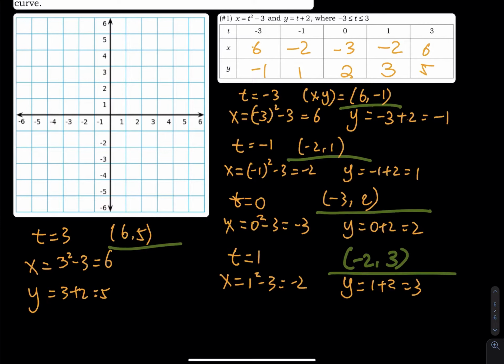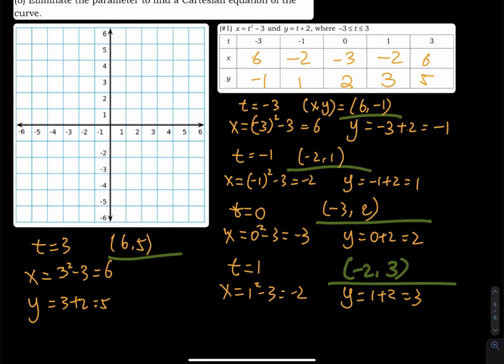So let's do the plotting. 6, -1 is right here. And then -2 comma 1. And then -3 comma 2. And then -2 comma 3. And then 6 comma 5.